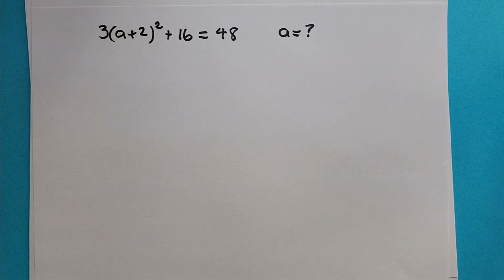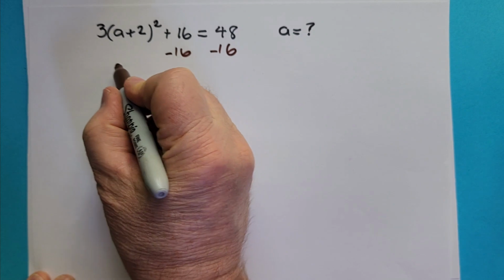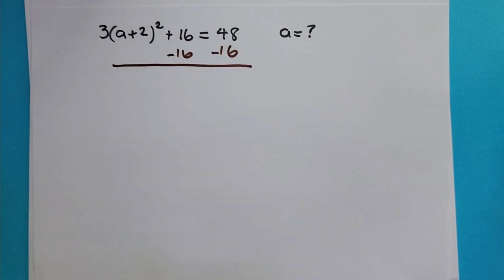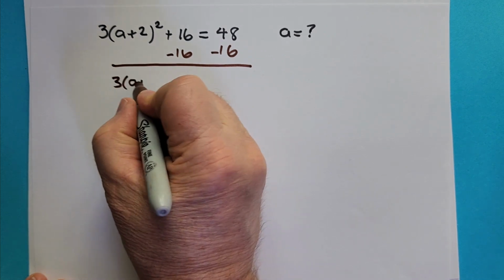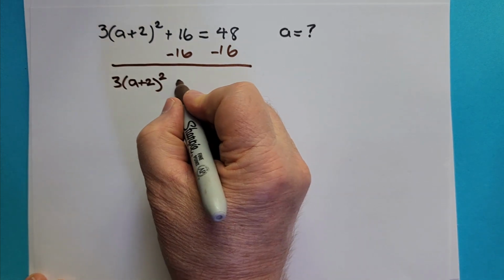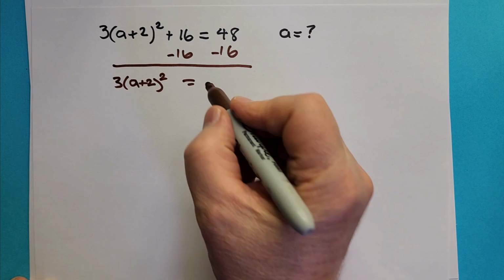But let's move that 16 out of the way. So the inverse of 16 is a negative 16. So we're going to add a negative 16 to both sides of the equation. See where that takes us. We're left with 3 times the quantity a plus 2 squared equals, when we subtract 16 from 48, that's going to give us 32.